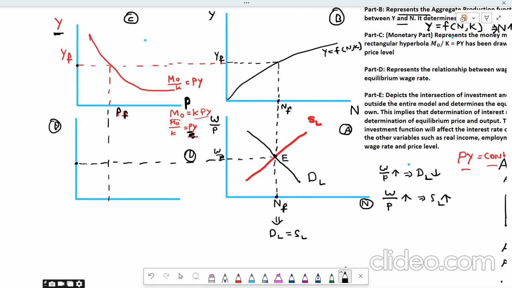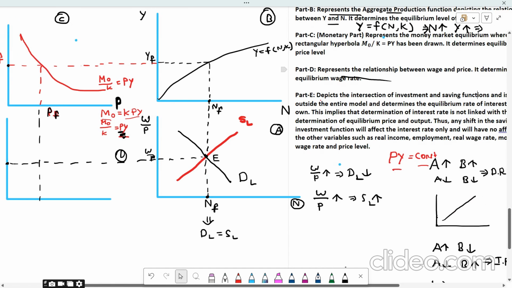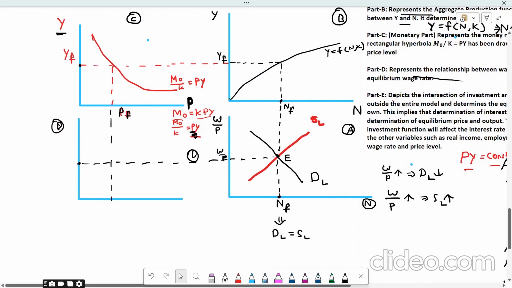This is part D. In part D we will be basically depicting the relationship between wages and price. Okay, wages and price.